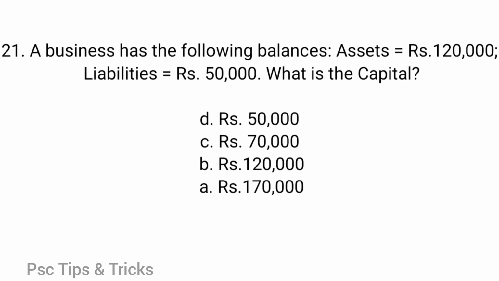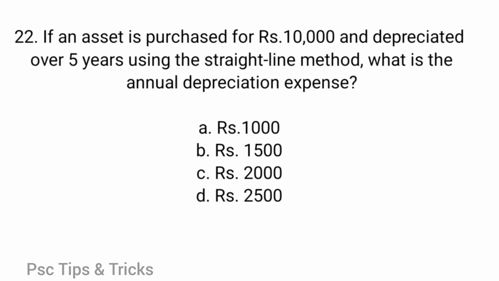A business has the following balances: asset rupees 1,20,000, liabilities rupees 50,000. What is the capital? 50,000, 70,000, 1,20,000, 1,70,000. Rupees 70,000. If an asset is purchased for rupees 10,000 and depreciated over 5 years using the straight line method, what is the annual depreciation expense? Options: rupees 1000, rupees 1500, rupees 2000, rupees 2500. Rupees 2000.